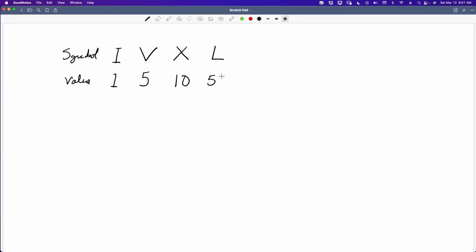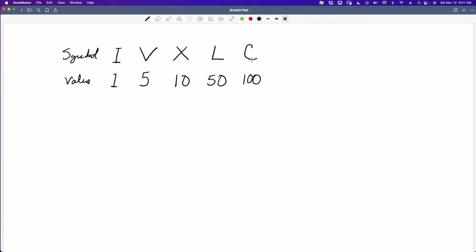So they used the Roman numeral I, and that meant 1. And so this is a symbol. I'm going to go ahead and just make you a little chart here. This is a symbol, and this was the value, okay? And then they used the letter V, and that meant 5. They used the letter X, and that meant 10. They used the letter L to represent 50. They used the letter C to represent 100.